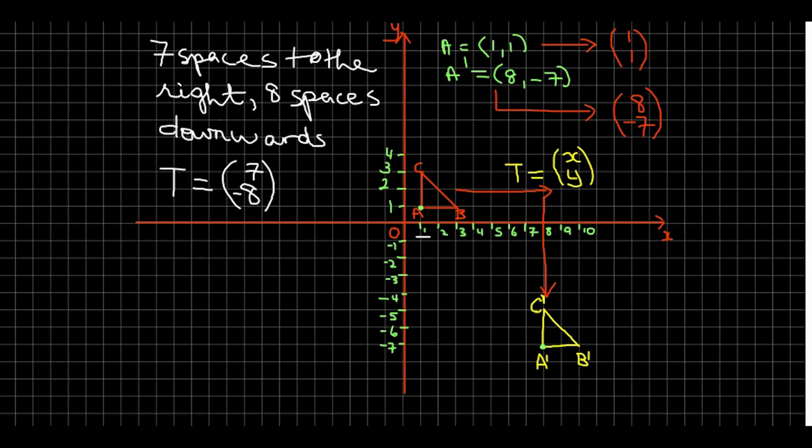So if I want to figure out what took me from A to A prime, this is what I'm going to do, okay? Because I end up at A prime, this is the vector that I will start with, right? So I'll put 8 minus 7.